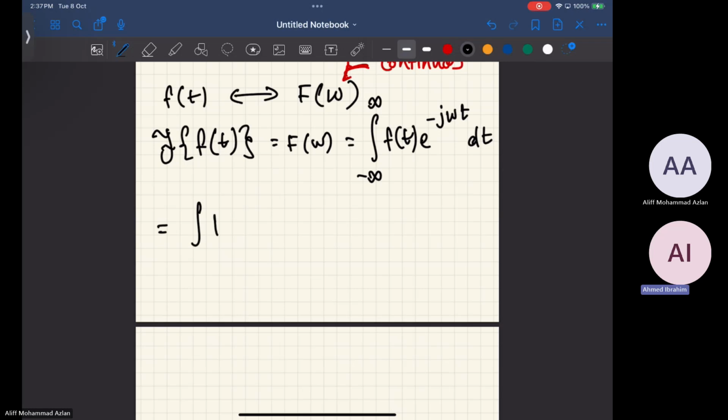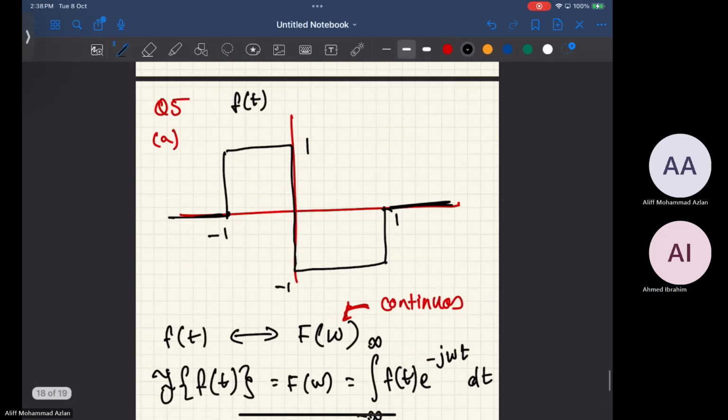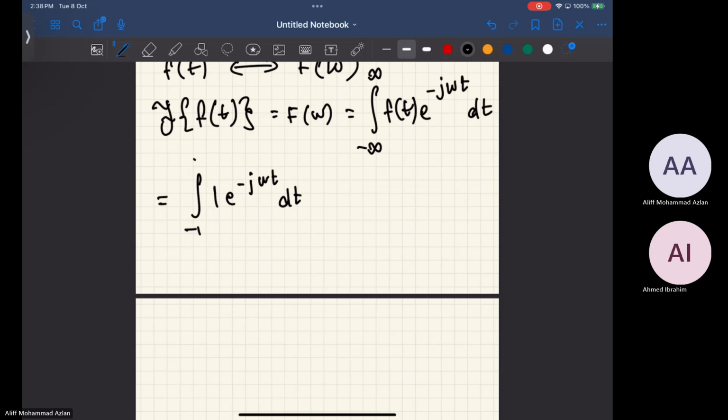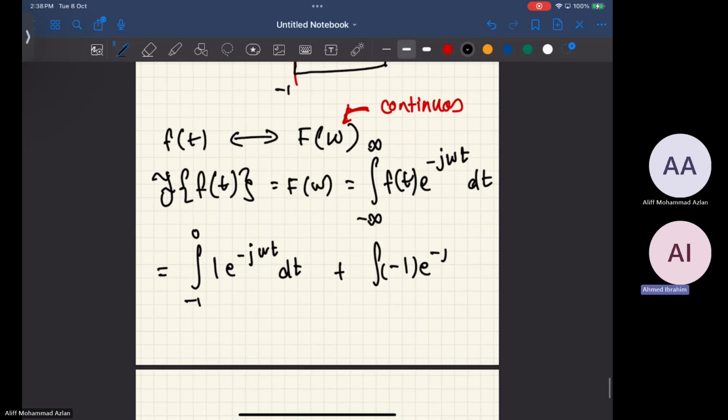That's going to be 1 times e to the minus j omega t dt, going from minus 1 to 0. And the other integral is minus 1 times e to the minus j omega t dt, going from 0 to 1.